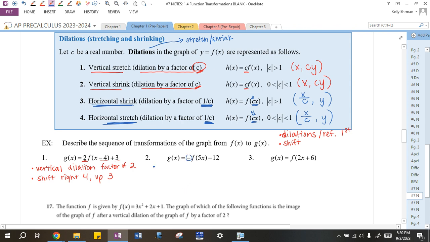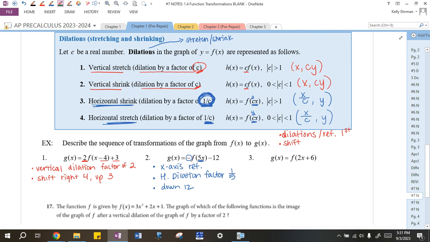Okay, for this one, we have a negative on the outside. That's an x-axis reflection. This 5 is on the inside. Remember, our dilation factor is 1 over c. So I'm just going to say horizontal dilation by a factor of 1/5. This should be a horizontal shrink, so the graph is 1/5 as wide as it was originally. Okay, and then the minus 12 is down 12. The reflection and the dilation, those two steps are interchangeable. They can be first and second, whatever, and then the down is afterwards.